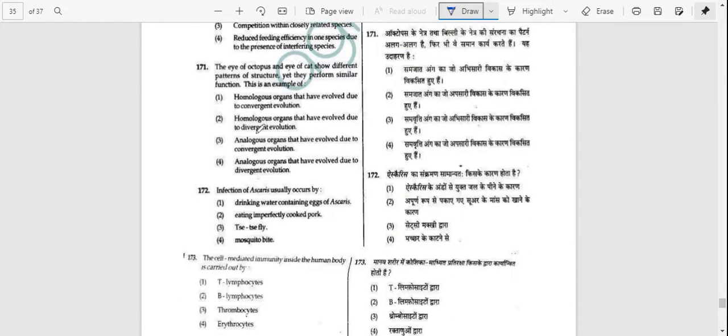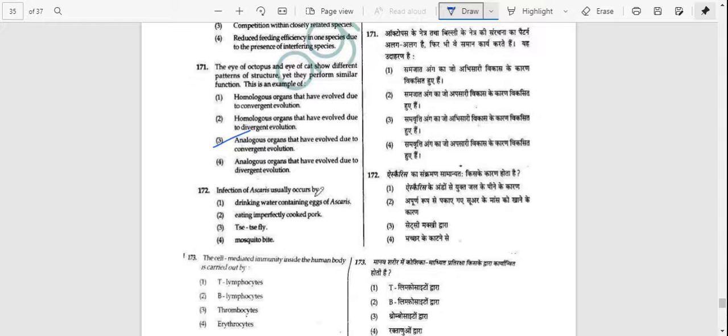The eye of the octopus and the eye of the cat show different patterns of structure but similar function. Yeah, ये होगा analogous organ and convergent evolution. जब सिमिलर फंक्शन होगा तो एनालोगस ऑर्गन होगा और कन्वर्जेंट इवोल्यूशन.